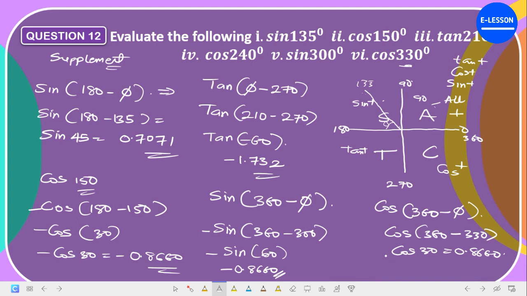So cos 330 is 0.8660. So this is what you are expected to do in this case, not just punch the calculator.